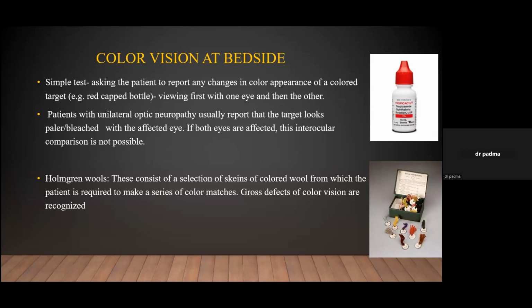This is a Holmgren wool, which was used earlier to detect gross color vision defects. It consists of skeins of colored wool from which the patient is required to make a series of colored matches.